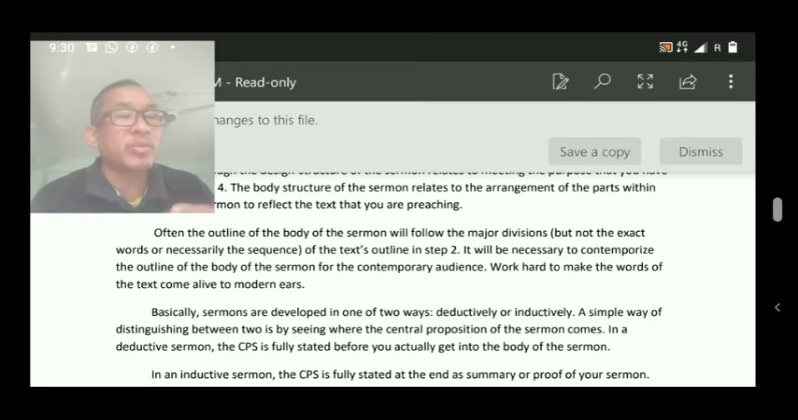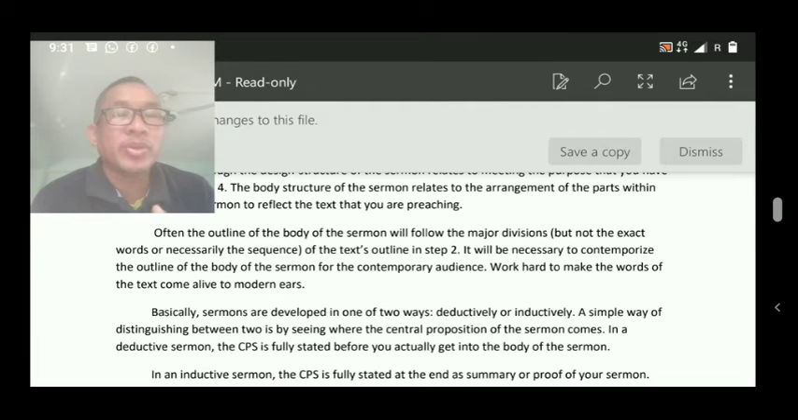Now your theme says a spiritual leader should decide to study the Word of God, to practice the Word of God, and to teach the Word of God. So number one will be the first phrase: a spiritual leader should decide to study the Word of God. Then number two, a spiritual leader should decide to practice the Word of God. It is not only study, it is to practice. Then number three, a spiritual leader should decide to teach the Word of God. So these are the three divisions that you are going to divide from CPS.